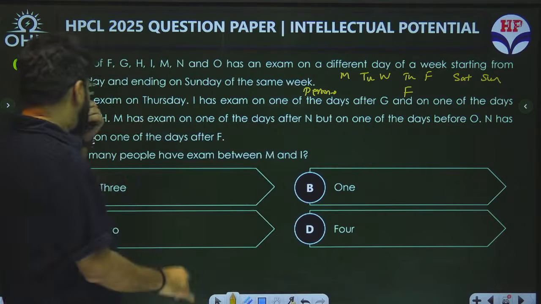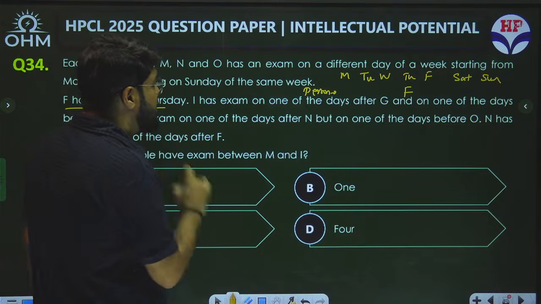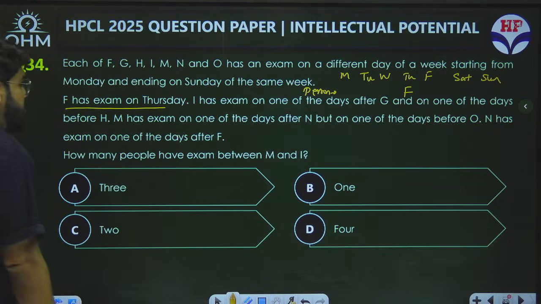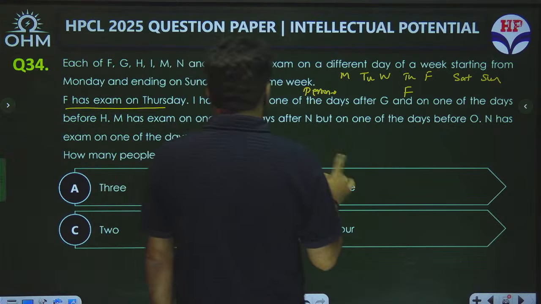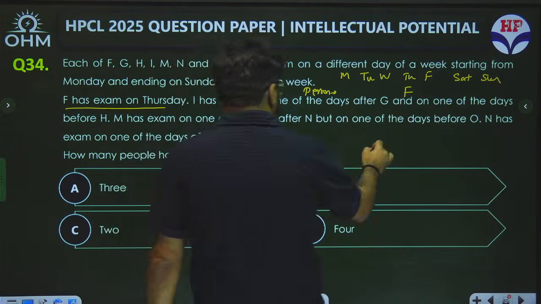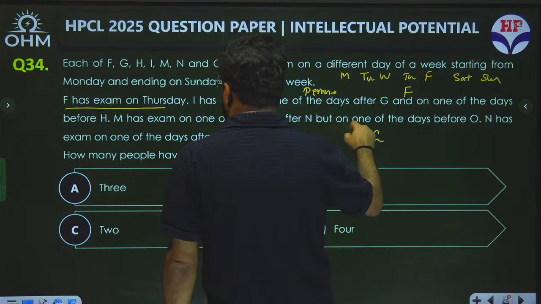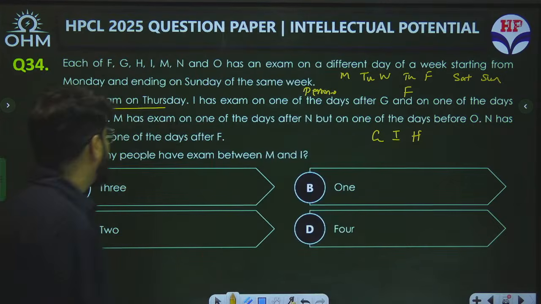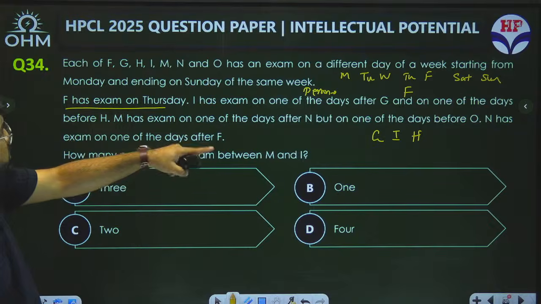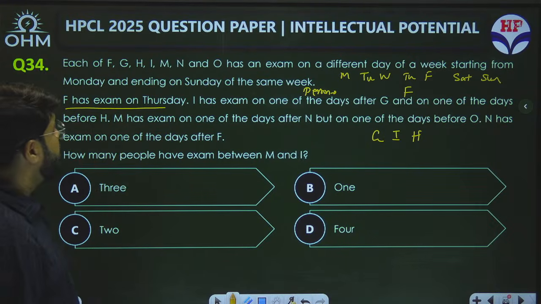Then what is given? I has an exam on one of the days after G, and one of the days before H. I think I'll write down the sequence clearly. F has come on Thursday, but I has an exam one of the days after G and one of the days before H. So I is between G and H. I has an exam one of the days after G and one of the days before H, correct. Similarly, M has an exam on one of the days after N.